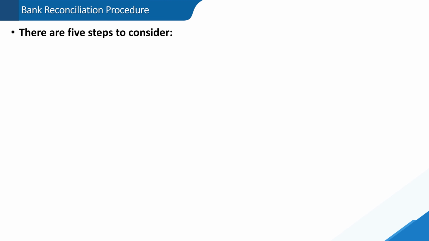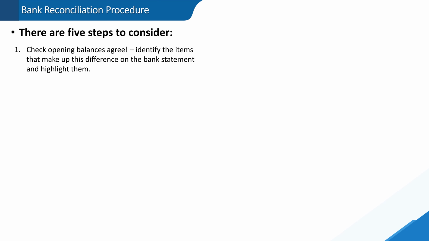Step 1 is we agree the opening balances. We agree the opening balances from the cash book and the bank statement. Often this step is overlooked, and this will cause you problems if you fail to do it. So remember, step 1 is key. Agree those opening balances. Does the opening balance on the cash book and the bank statement agree? And if they don't, we need to go and make sure that they do before we proceed.